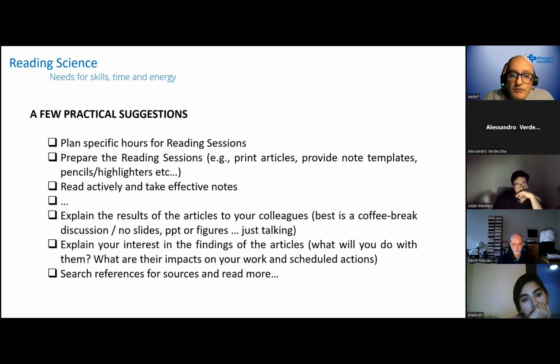After that, what turned out to be very, very productive in my group was always to explain and to discuss the articles. Not to discuss the articles as a presentation, not to ask the student, come this day and make a presentation to explain to me the article. No, discuss the articles on a coffee break, without figures, without slides, just telling what you understood or what your take is from that article. That's the important thing. What are your interests in the findings? What can you do with that? And maybe search for references or for sources and go to read more and more. That's the plan.